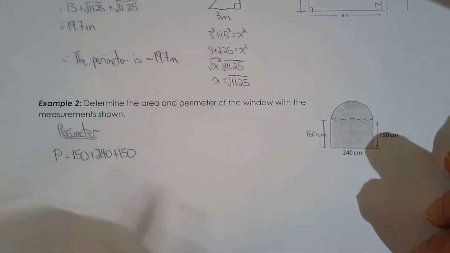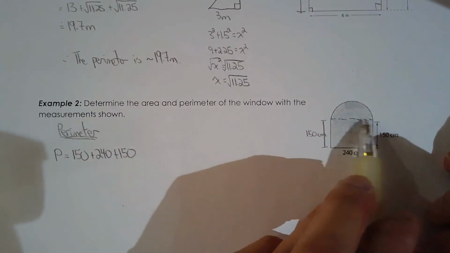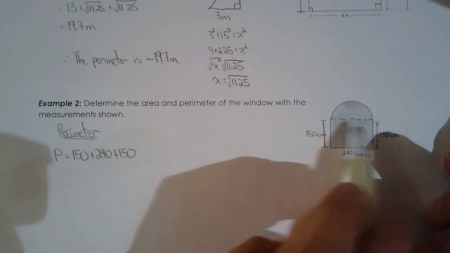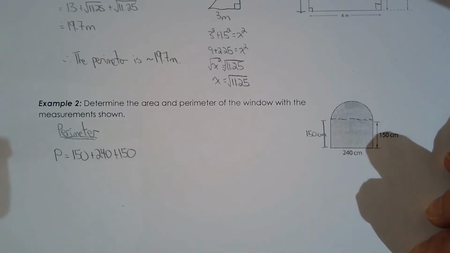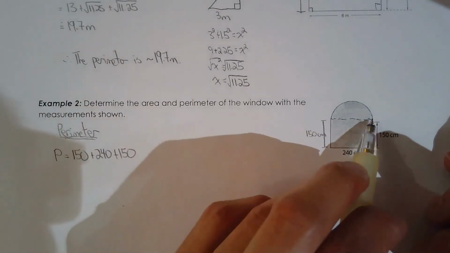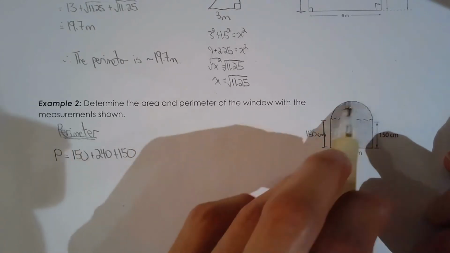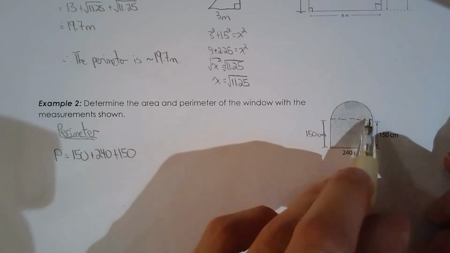And I'm going to say this one more time. Please don't add this measurement, which is 240 centimeters, as a part of your perimeter calculation. That has nothing to do with your perimeter. Okay? So now, back on track, let's find the length of this arc, which is half of the circumference.